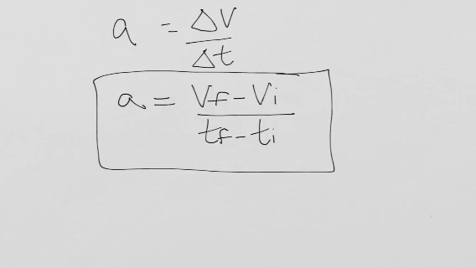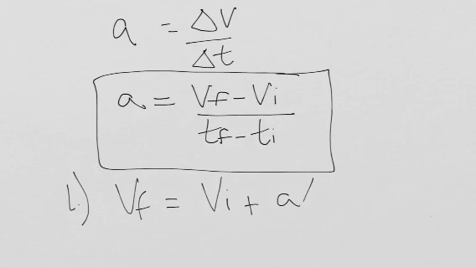Going to record this. Equation number 1, when we're talking about UARM, usually has to do with trying to find an object's final velocity. Not really, but anything can be found in this. Equation number 1 is the final velocity will be equal to the initial velocity plus acceleration times delta t.